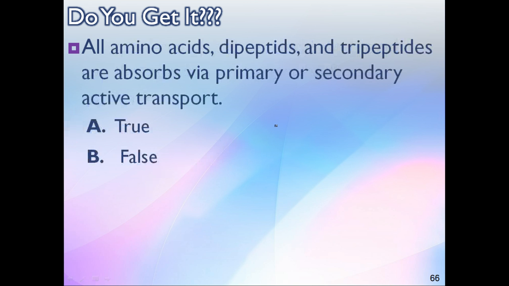Now, this one you may have to look up, since you probably haven't, if you have not taken my advice and paused the recording. But coming back to this, all amino acids, dipeptides, and tripeptides are absorbed via primary or secondary active transport.